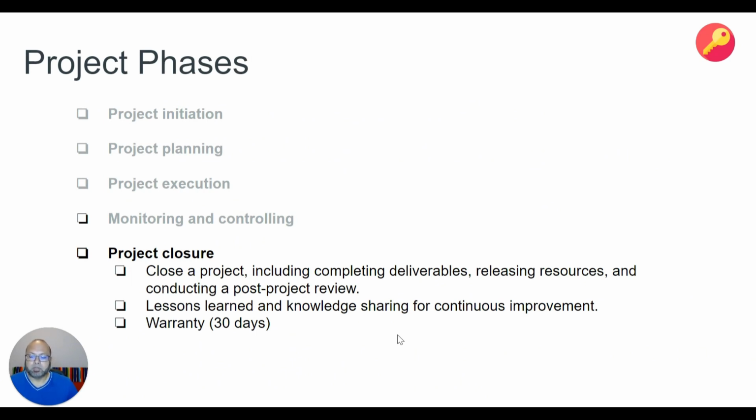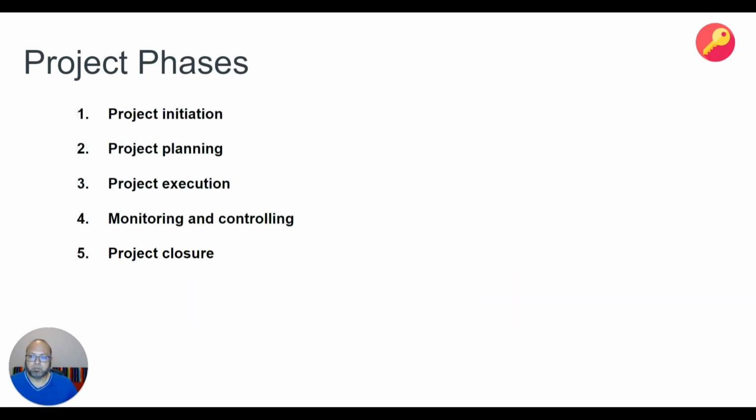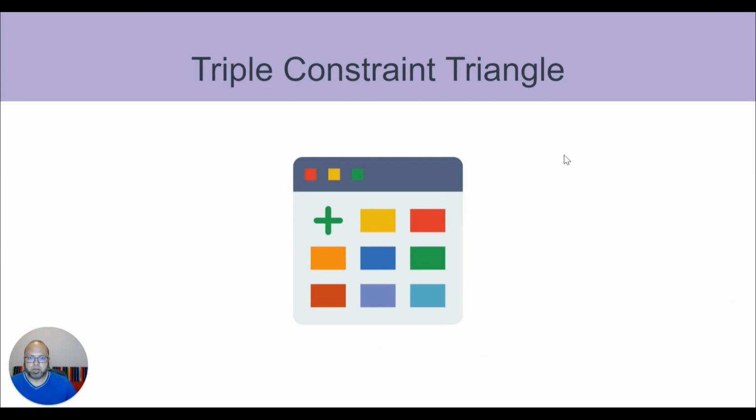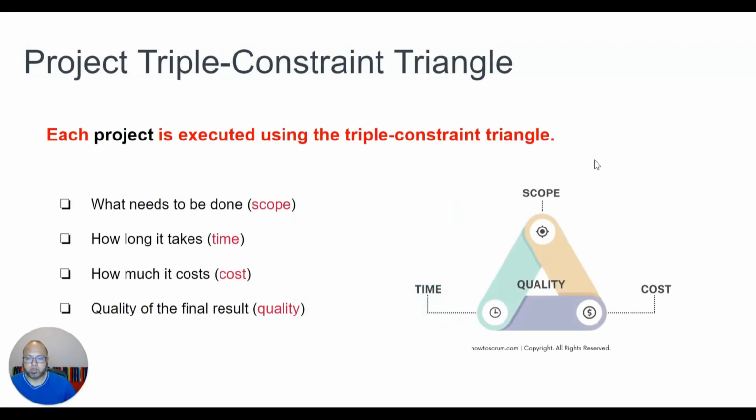All that happens as part of the project closure. So these are the 5 phases of the project. So let's talk about the triple constraint triangle. Why is it so important to understand this as part of project management?